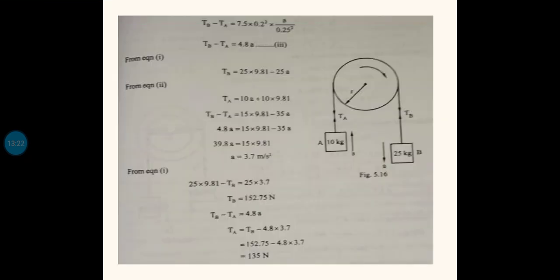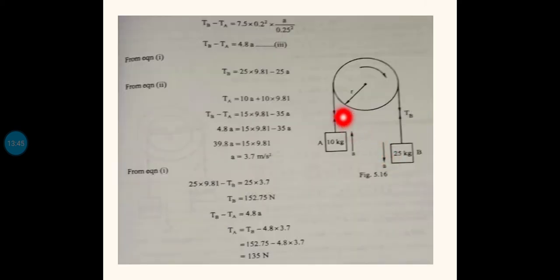Now the third problem is: two blocks of masses 10 kilogram and 25 kilogram are attached to the two ends of a flexible rope. The rope passes over a pulley of diameter 500 mm. The mass of the pulley is 7.5 kg and its radius of gyration is 200 mm. See here, the radius of gyration K is given. Find the acceleration of the masses and the tension on either side of the rope.